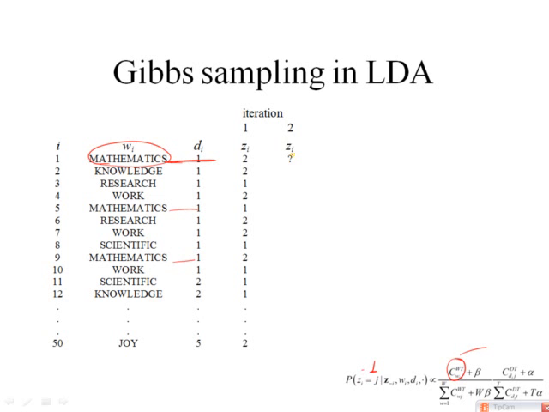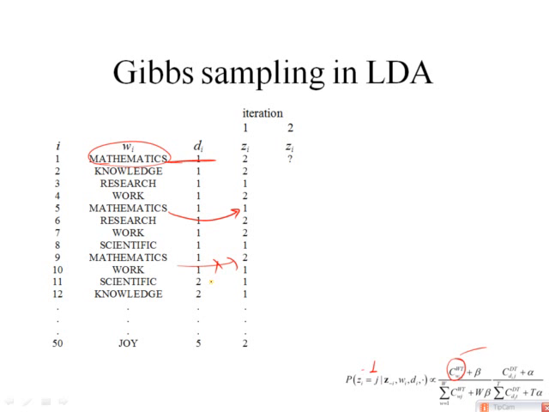Oh, yeah, sorry, you're right. I'm sorry, that's what you meant. Okay, that's correct. I'm just looking at di. So mathematics is in topic 1 here, but mathematics is in topic 2 here, so that won't count. So the count is 1. So all I'm saying is each of those numbers can be computed just from this information. That's what the count matrices were keeping track of.